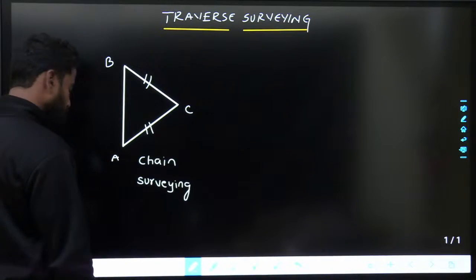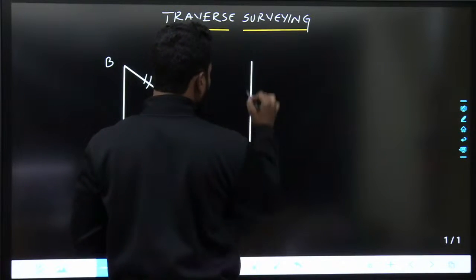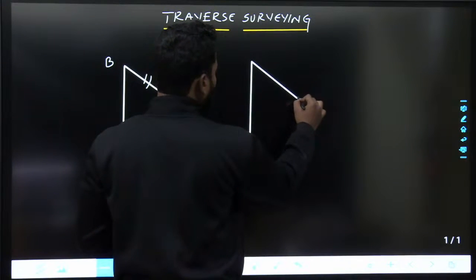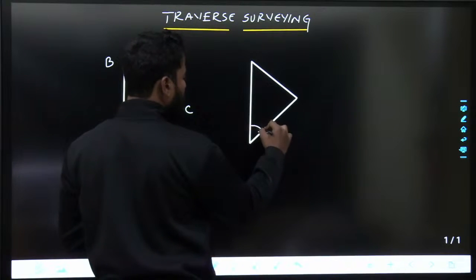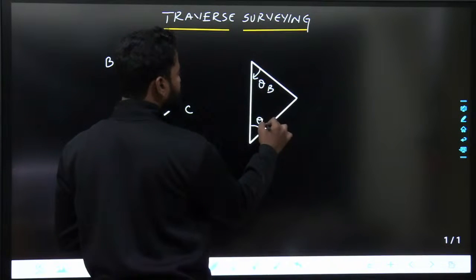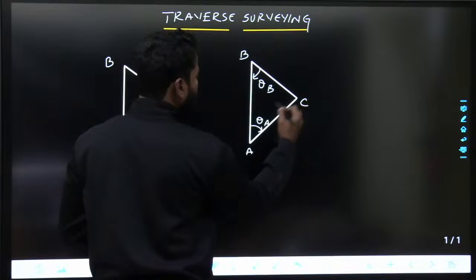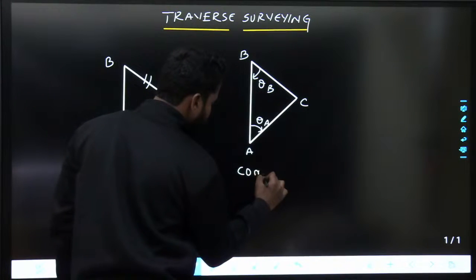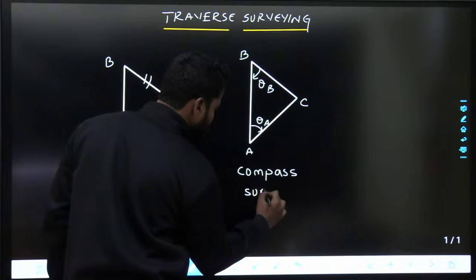Whereas in compass surveying, what we did was find out bearings, theta A and theta B, let us say. By giving out the bearings, we located point C. That is compass surveying.